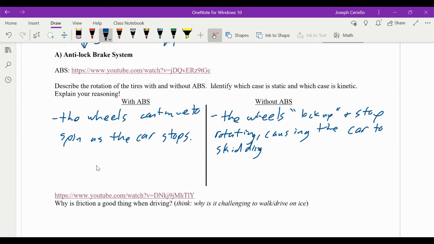We discussed that when the wheels are spinning, this is static friction. Now, you might not think so because the wheel is moving, but the part of the wheel that touches the ground is not moving while it's in contact with the ground. When you have no anti-lock brakes and it's skidding, it's sliding across the ground, so that would be kinetic friction, because again, the part of the wheel that touches the ground is moving.